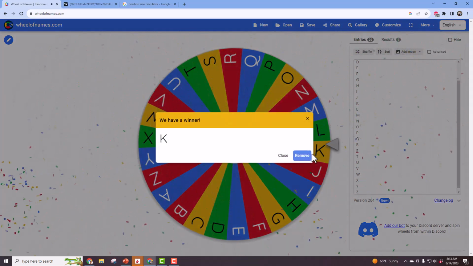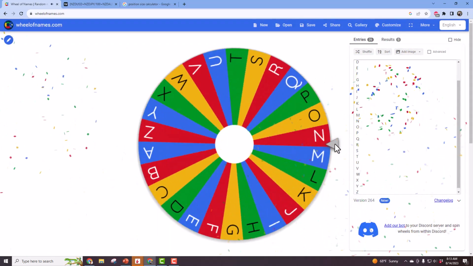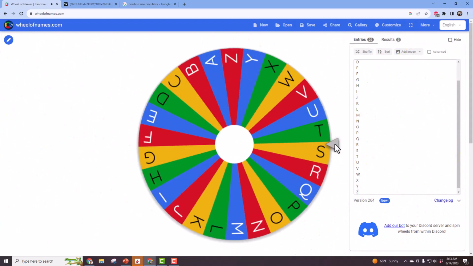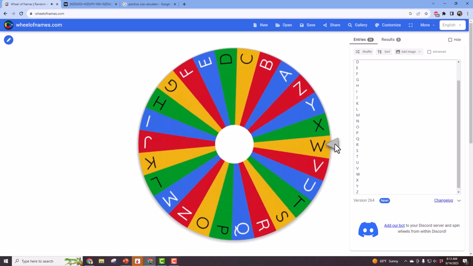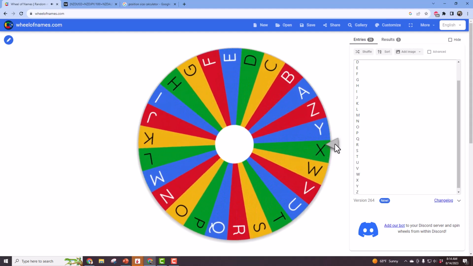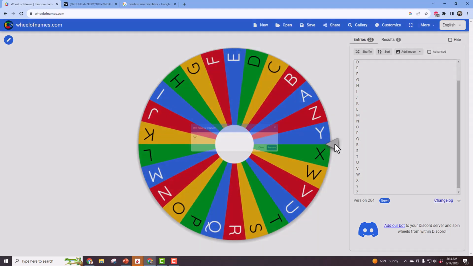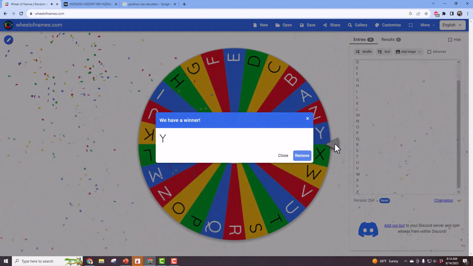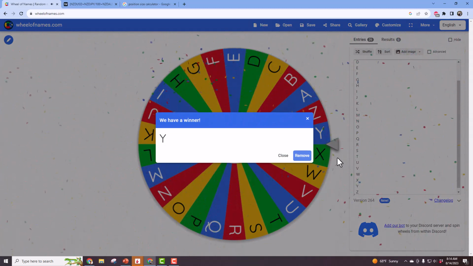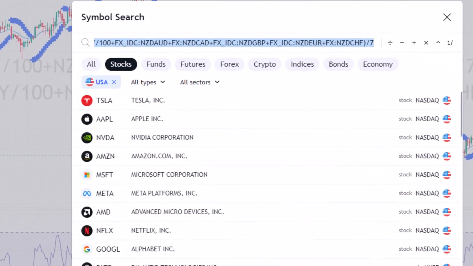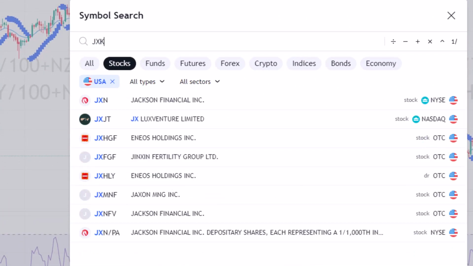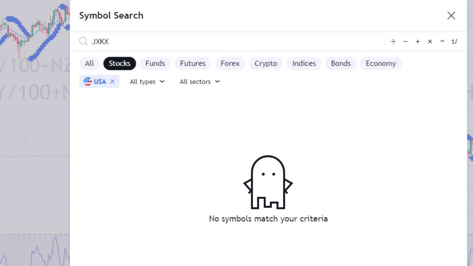All right. And last spin, JXKX. Okay, so here we are, JXKX. Let's see if that is a thing, and I'm pretty sure it's not, but JXKX. Oh, that is not a surprise.